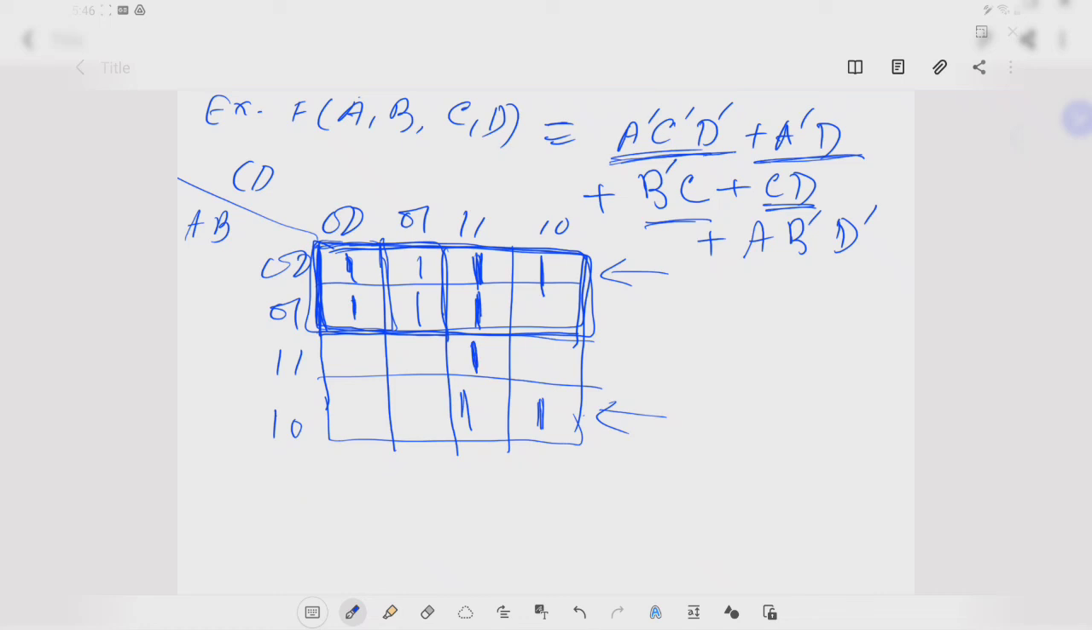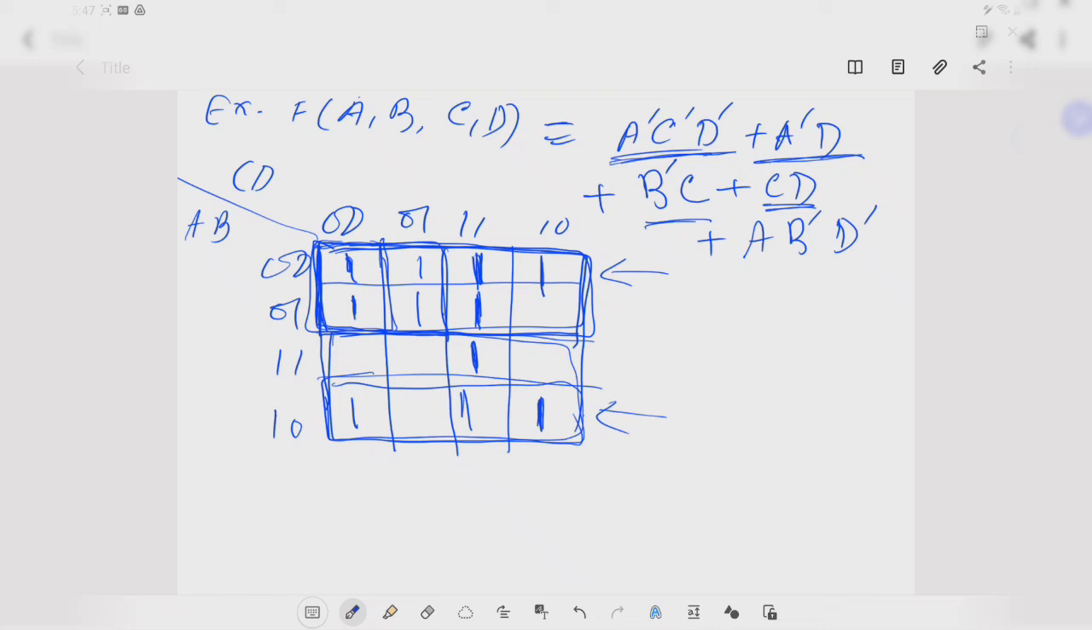Now A, B prime, D prime. A is 1 in these 8 boxes. B prime, B is 0, in these 4 boxes, and D is also 0. Yes, we have got a 1 here, and we got a 1 there. So now we have the K-map.